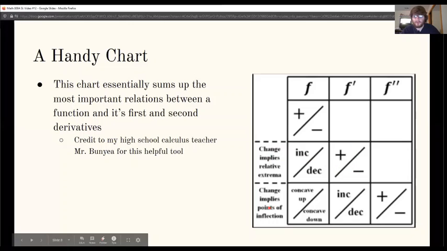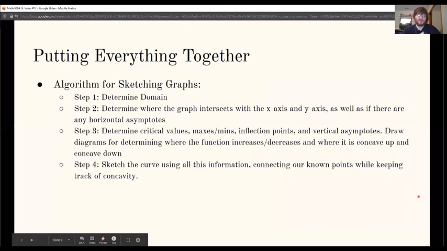And the same thing for relating the second derivative. So if this is positive, then we know f prime is increasing, and we know f is concave up. And the same for negative: decreasing, concave down. And a change in any of these to each other implies points of inflection. I just think it's a nice summation of everything, and it's good to have on hand if you ever forget these kinds of relationships.